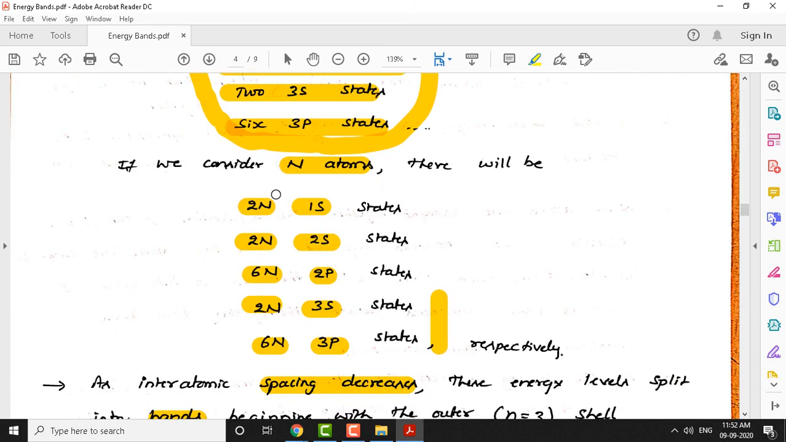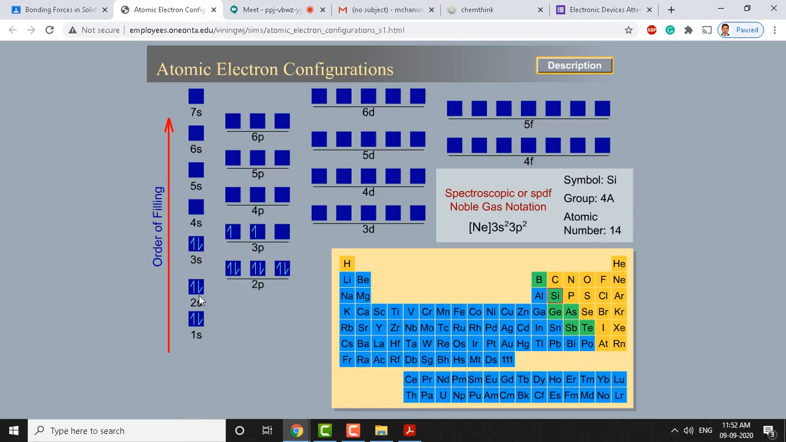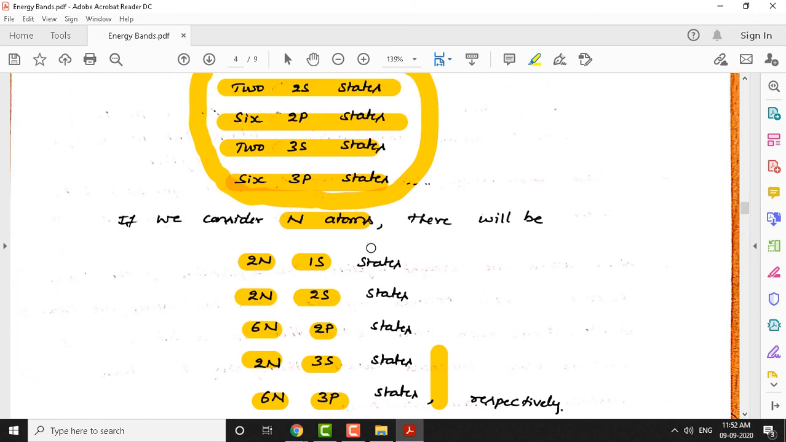Let's take a situation where n number of atoms are brought together. n can be any number, 100, 200, something like that. Let's assume that in our case n is equal to 100. When we bring 100 atoms together, I am trying to make it clear how many electrons each state can hold. So here the 1s state will hold 2n electrons, and the 2s state can hold 2n electrons again. This follows the electron configuration.